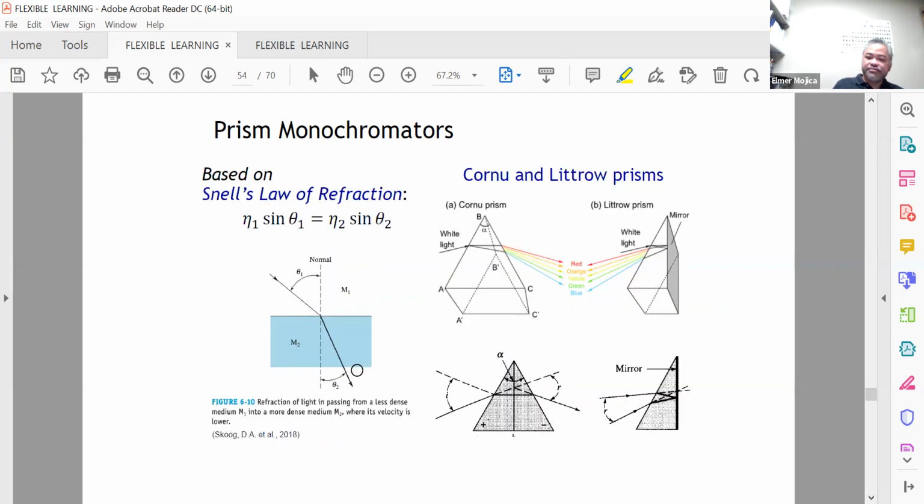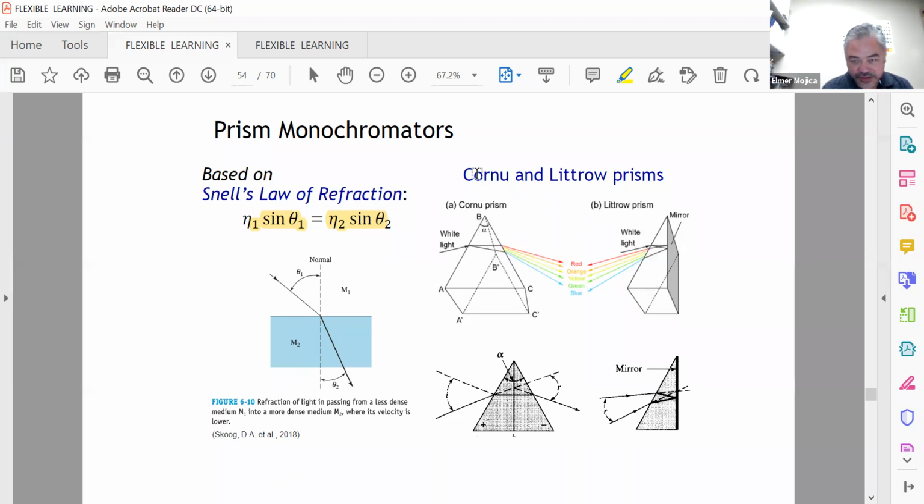And if the grating monochromator is based on Bragg's law, the prism monochromator is based on Snell's law of refraction. So n1 sine theta 1 equals n2 sine theta 2. If you look at this one, the light is refracted passing from a less dense medium into a more dense medium, where its velocity is lower.